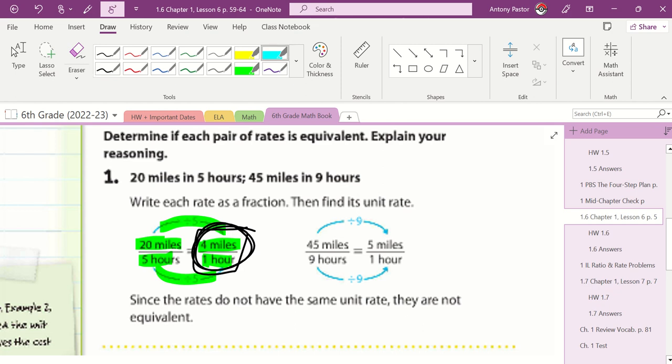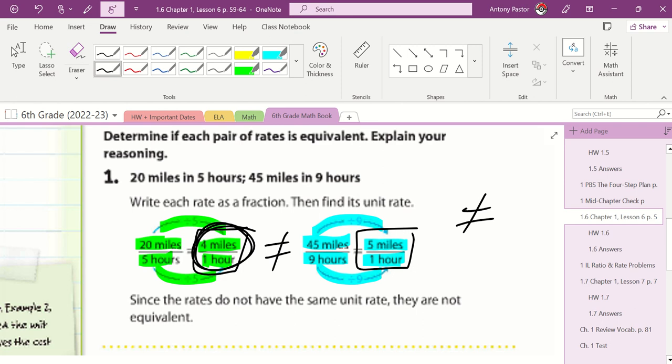On this side, I have 45 miles traveled in 9 hours. I'm going to divide both by 9. So I get that 1 hour here. When I divide 45 by 9, it actually equals 5. So my simplest form here is 5 miles per hour, which they do not equal. This is a way of writing something is not equivalent: write the equal sign and then slash it through, saying no. So 20 miles in 5 hours is not equivalent to 45 miles in 9 hours. The rates do not have the same unit rate. They are not equivalent.